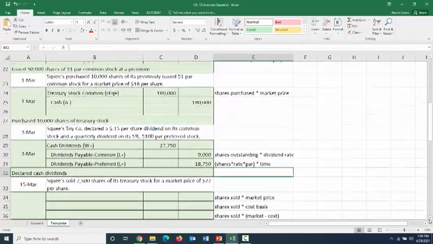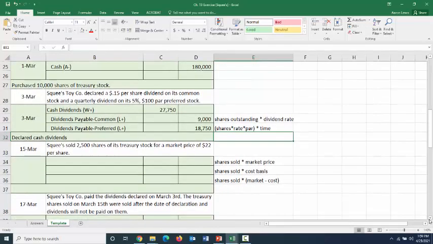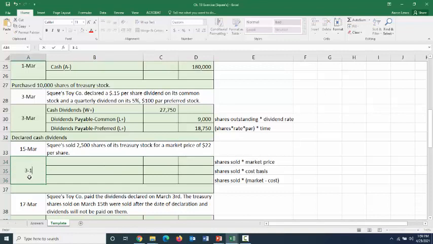Coming up next, Squeeze is going to sell some of the treasury stock that they had previously purchased, and they're going to do so at a rate of $22 per share. On March 15th, we've got to set up our entry first, and the first thing we know is that we are going to be receiving cash. We wouldn't be selling these shares to the public if we weren't getting something back. What we're getting back is cash.